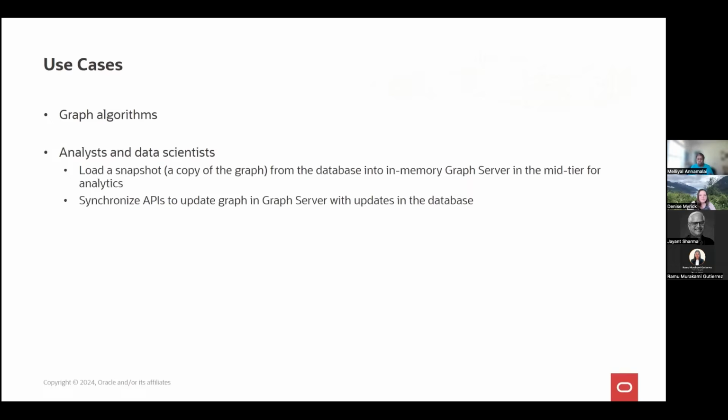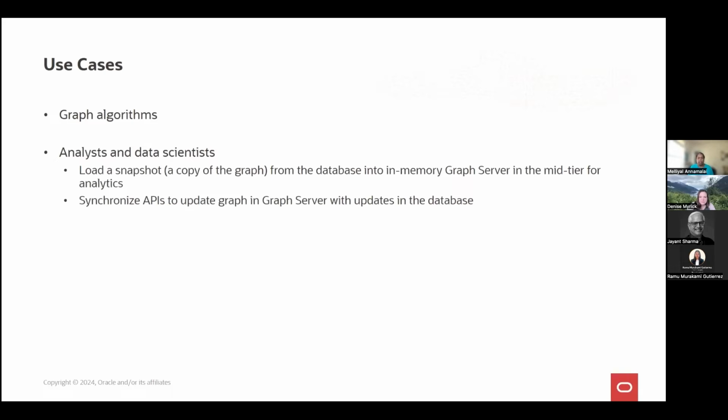And as I mentioned, you create a copy of this graph. So you're loading a snapshot of this data, a point-in-time copy, into this graph server in the mid-tier, because the graph server runs as a separate instance. It's not running in database SGA. It is set up as a mid-tier server. So you copy your graph from the database into this mid-tier server, and then you can run graph algorithms on it.